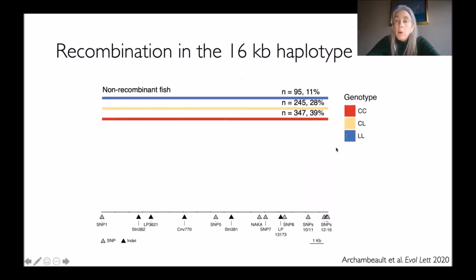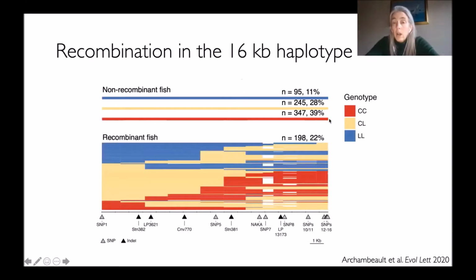So most of the fish that Sophie genotyped were non-recombinant. So here again are all the markers across this region, and a lot of fish had LL genotypes across all of the markers. A lot of the other fish were heterozygous across all the markers, and then there were fish that were homozygous for the C allele across all the markers. The interesting fish were these close to 200 fish which were recombinant.